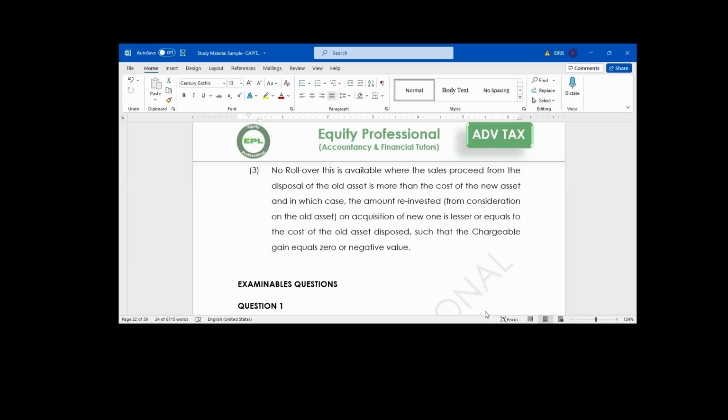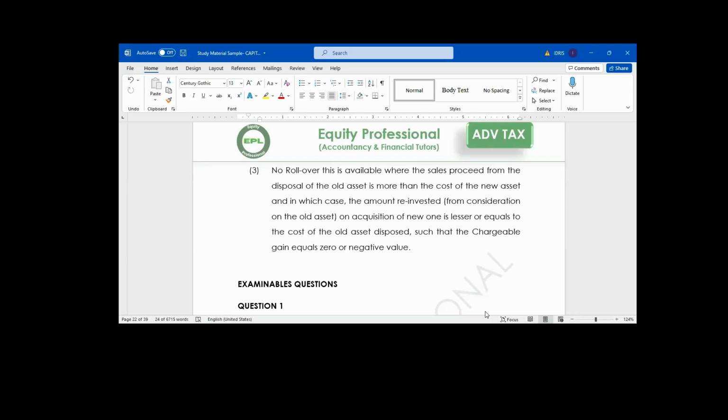An old land and building. I sold the land and building for 13 million. When I bought that land and building initially, I bought it for 5 million naira. That is the cost of acquisition. The new land I want to buy costs 2 million naira. What type of rollover is that? Partial. Any idea?